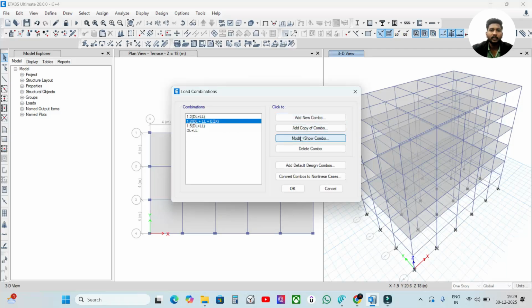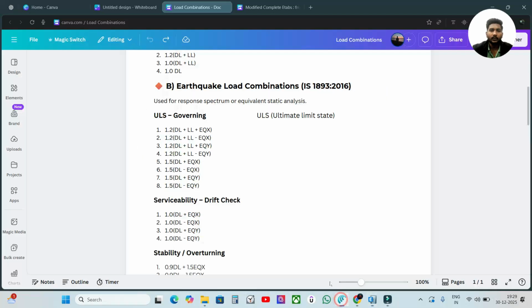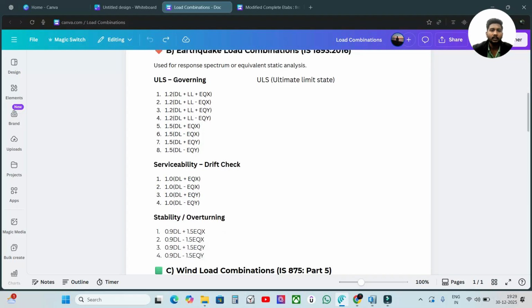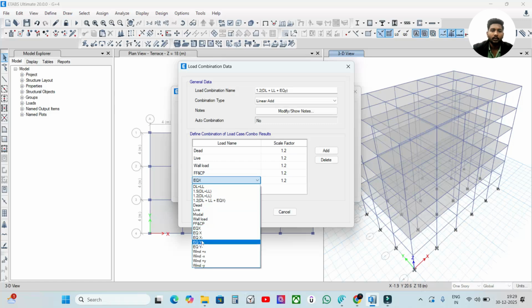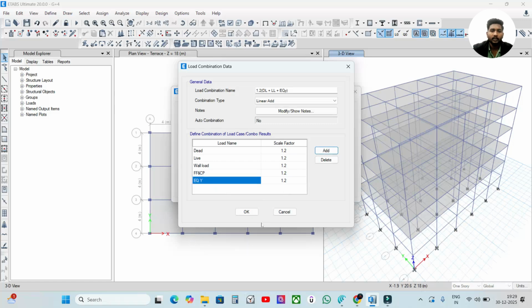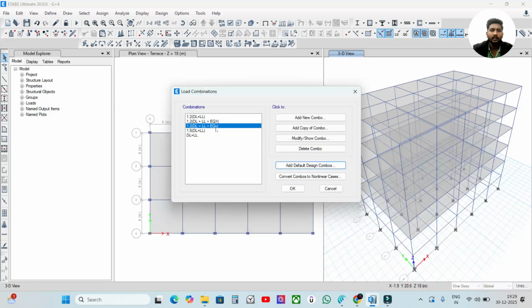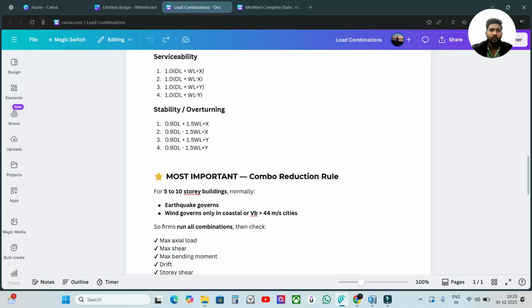In the same way we need to apply the different combinations. Click on this and Add Copy of Combo. Then we want it for plus and minus EQY. For that, we need to change EQX to EQY and click on OK, and you can see that EQY has been added and EQX is present. Like this way we have to add this many load combinations.